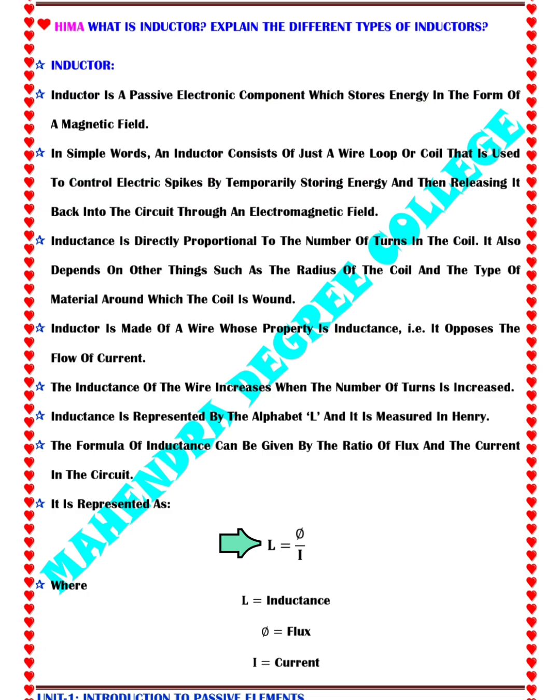where L represents the inductance measured in Henry. Φ represents the magnetic flux linked with the coil measured in Weber. I represents the current in the coil measured in amperes.